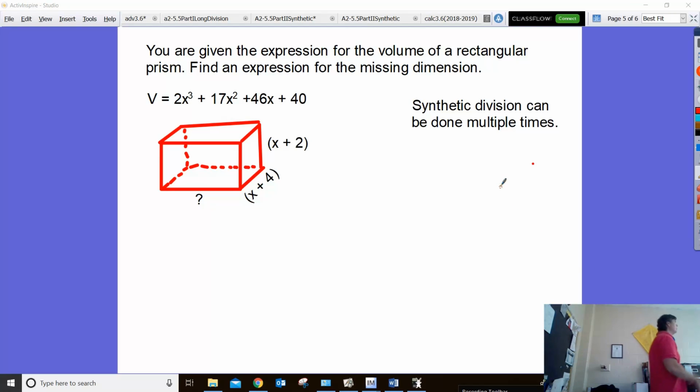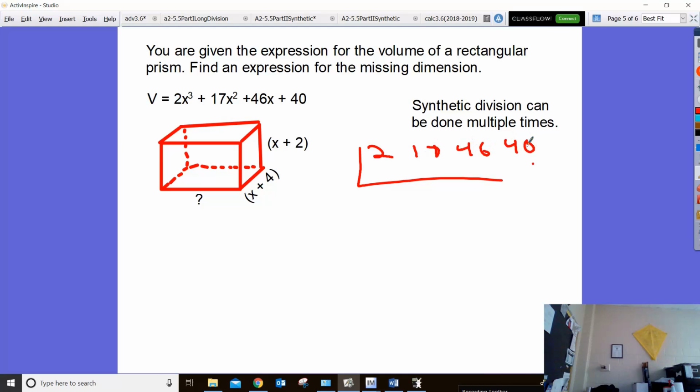What I'm going to do is divide out the x plus 2 and the x plus 4. And those are simple things. They can be done with synthetic division. And you can do synthetic division more than once. Set up the coefficients: a 2, a 17, a 46, and a 40. What do you do with the 2? Drop it. This is one of the easiest things you'll ever do.